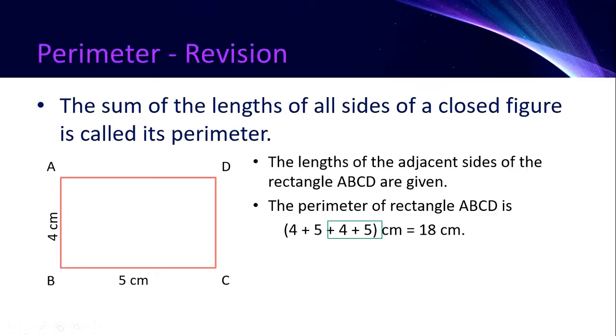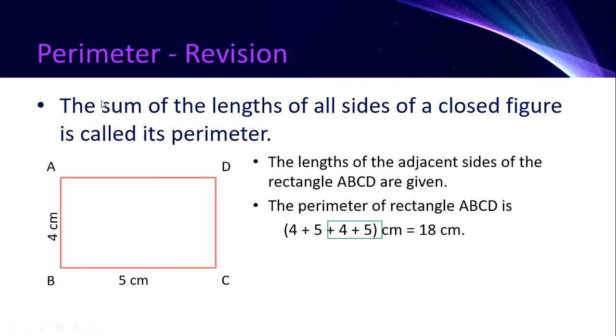Now, what is perimeter? The definition of perimeter states that the sum of the lengths of all sides of a closed figure is called its perimeter. Let me read that again. The sum of the lengths of all sides of a closed figure is called its perimeter.